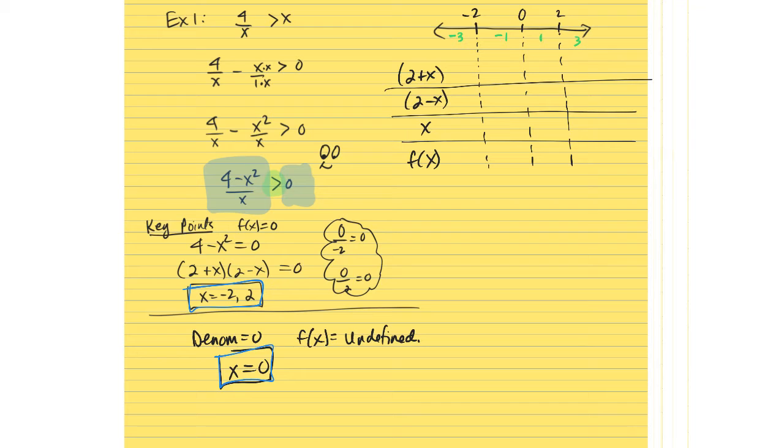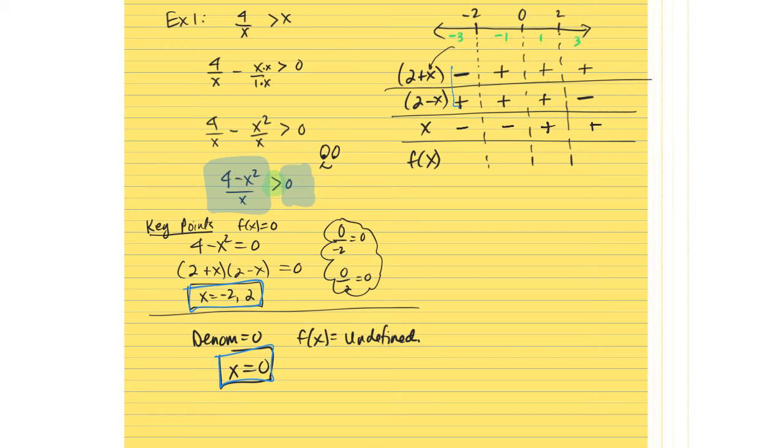Okay, so when x is negative 3, I plug negative 3 into this first expression, 2 plus negative 3, that is negative. Negative 1, 2 plus negative 1, that is positive. And the rest of these are going to be positive. Okay, and we do the same thing. 2 minus a negative, that's positive. 2 minus a negative 1, that's positive. 2 minus 1 is positive, but 2 minus 3 is negative. Okay, and now we do our x, so we've got negative 3 is negative, negative 1 is negative, 1 is positive, 3 is positive.